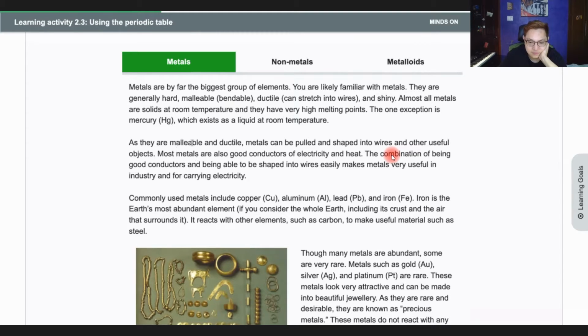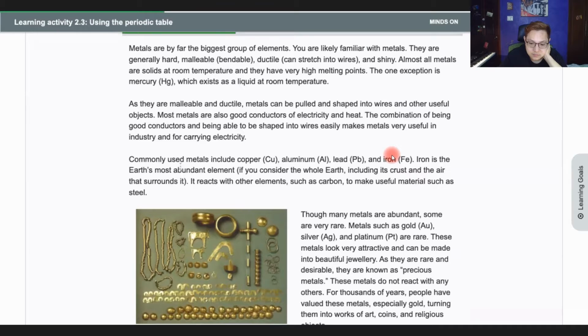As they are malleable and ductile, metals can be pulled and shaped into wires and other useful objects. Most metals are also good conductors of electricity and heat. The combination of being good conductors and being able to be shaped into wire easily makes metals very useful in industry and for carrying electricity. Commonly used metals include copper, aluminium, lead, and iron.